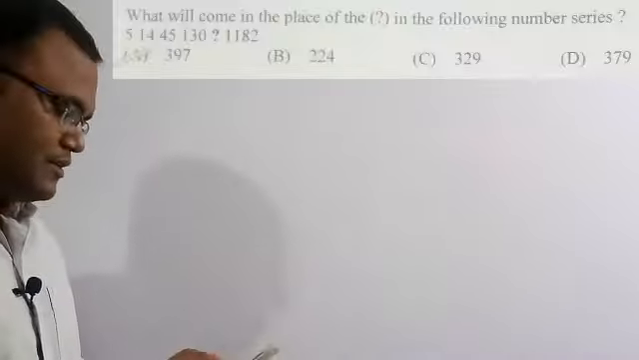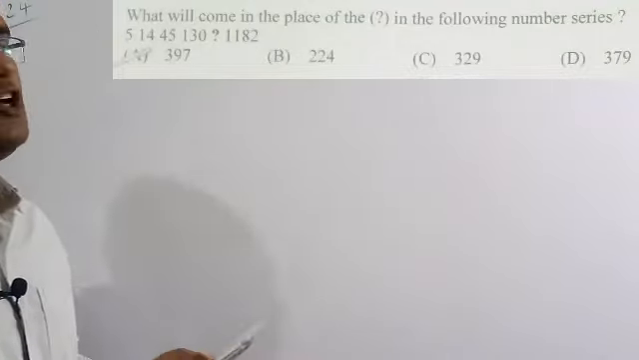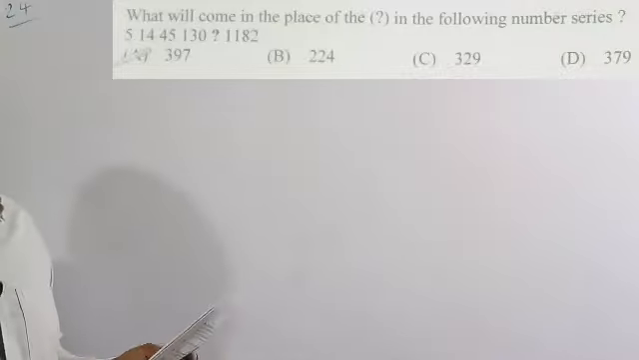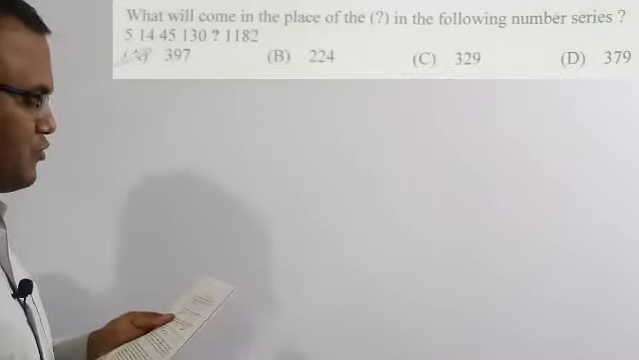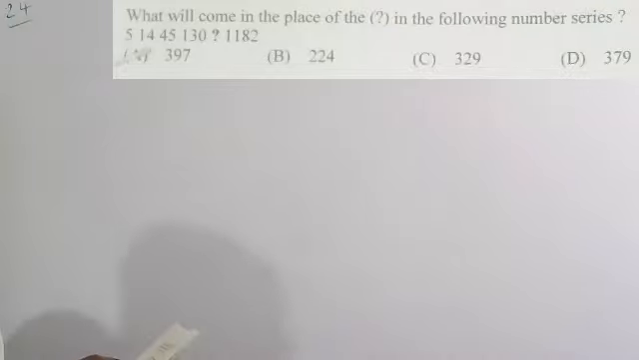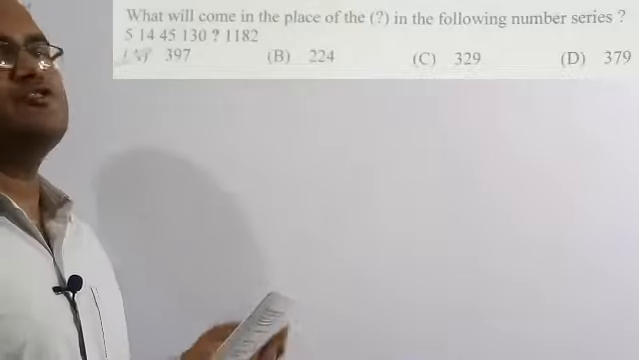So now we are going to solve the 24th question. See the question here. What will come in the place of the question mark in the following number series? They have given a number series, and we need to figure out the value of the question mark. The series is 5, 14, 45, 130, the question mark, and 1182. Out of the four options, option A, which is 397, is the correct solution of this question.